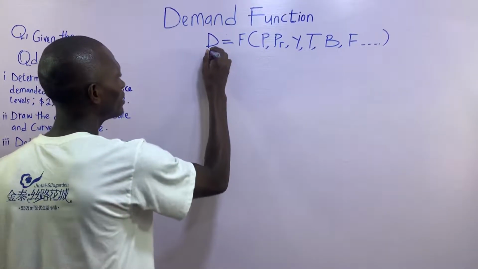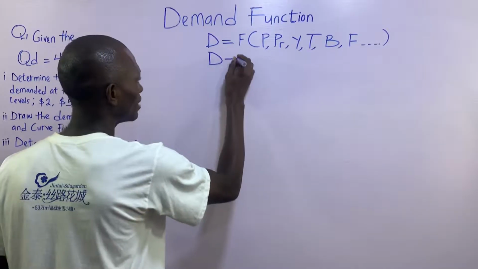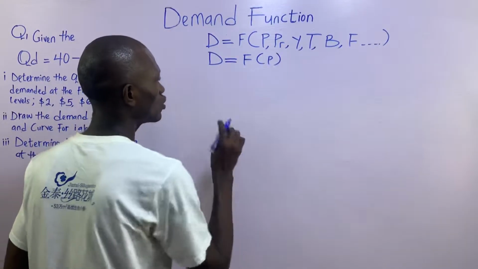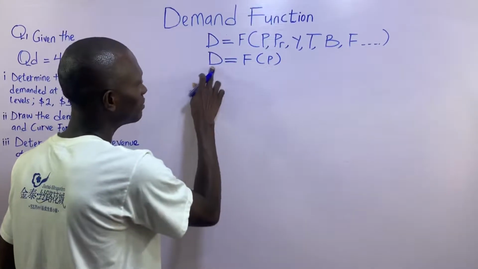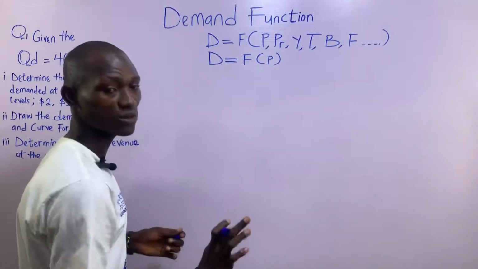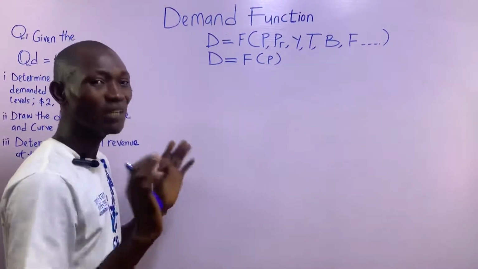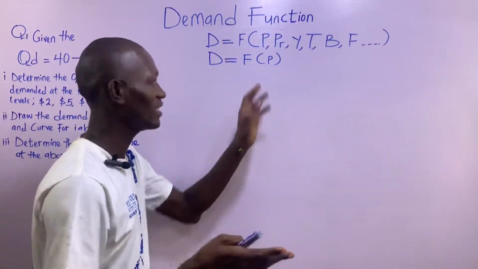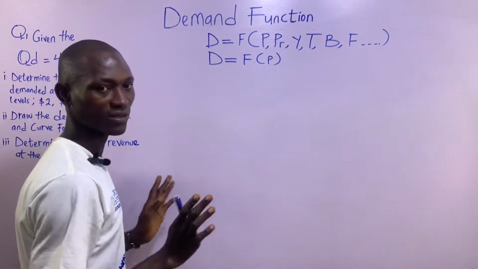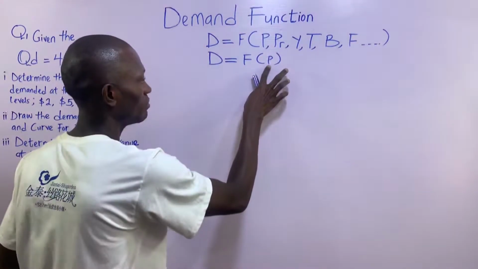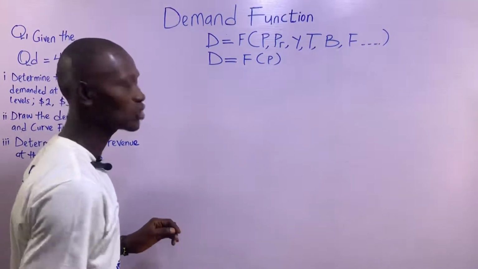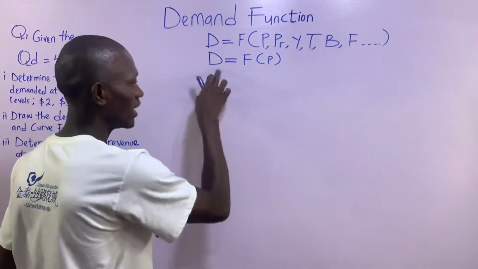Then we now have demand, that's quantity demanded, equals function of price. So what you have here is that demand is a function of price, meaning that all other factors have been held constant, assuming that they do not exist, meaning that we only have price as the major determinant of demand, or we are considering price as the major determinant of demand. That's what we have here.